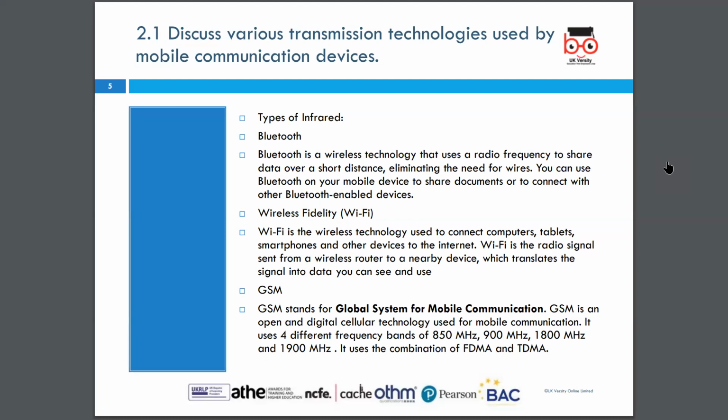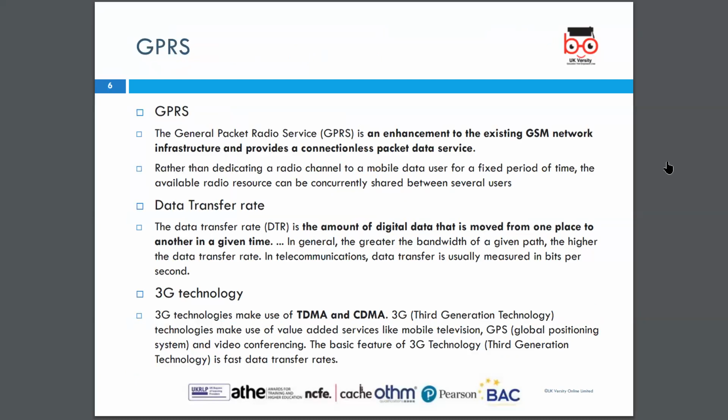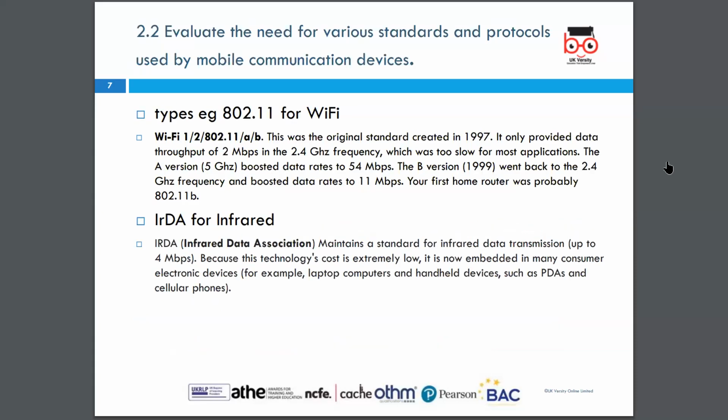So when it comes to wireless technologies, there are various types. The most popular are Bluetooth, wireless fidelity, which is Wi-Fi, GSM, GPRS, and DTR, and also technologies such as 3G, 4G, and 5G.